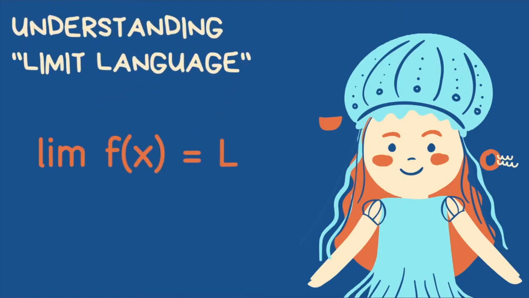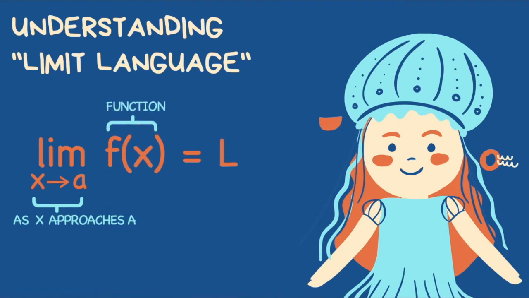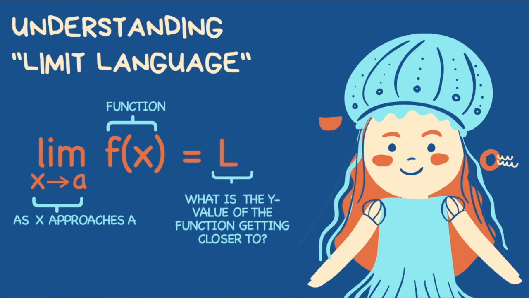the limit language. This is the basic limit notation, and it is read as the limit of f of x as x approaches a is equal to L. X arrow a means as x approaches a, f of x is just any function, and L is what the y value of the function is getting closer to.